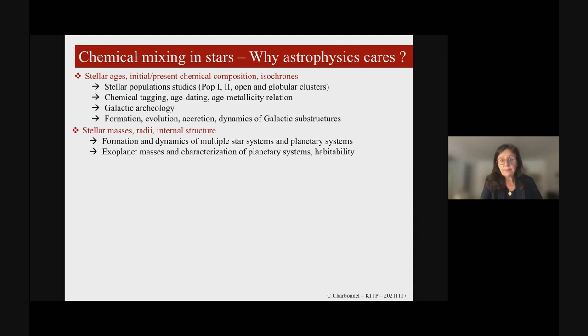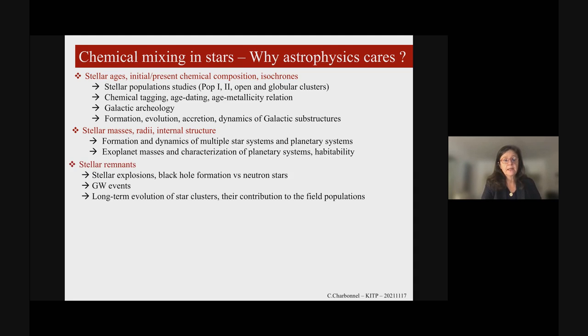This also has some impact because the stellar masses that we are going to determine, the radii and the internal structure that we are going to predict, will have consequences on the predictions for the formation and the dynamics of multiple star systems and also of planetary systems, with some consequences, for example, in the characterization of exoplanets and exoplanetary systems, and eventually on the habitability of these systems.